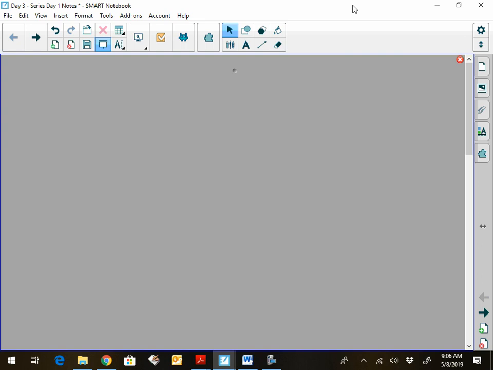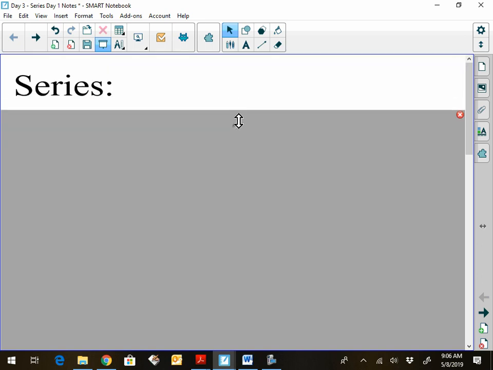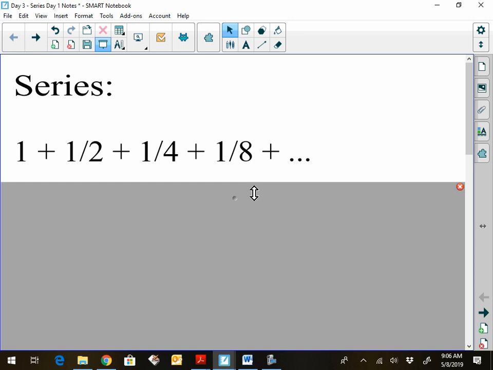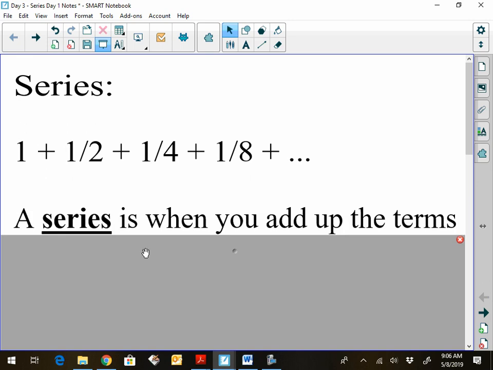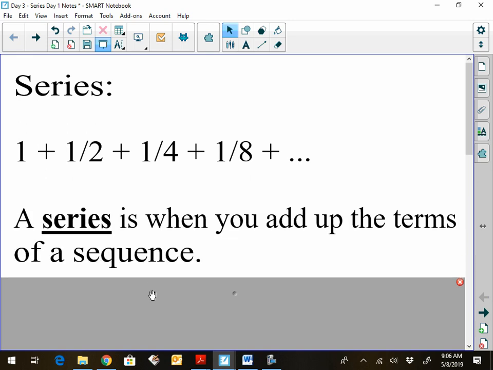Is that equivalent? Well, what we're doing is we're taking this sequence of numbers: 1, 1/2, 1/4, 1/8, and continuing. And we're not just writing them as a list of numbers in a sequence, but we're going to add them up. And this is what we call a series. So a series, for example the one that I just gave, is when we add up the terms of a sequence. So you may write this down: a series is when you add up the terms of a sequence.